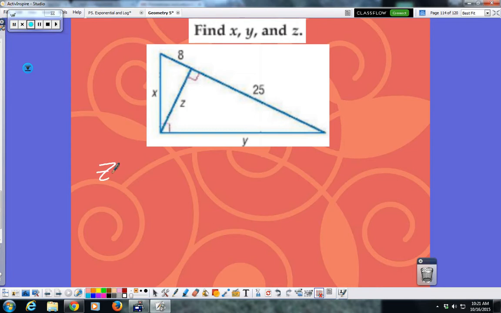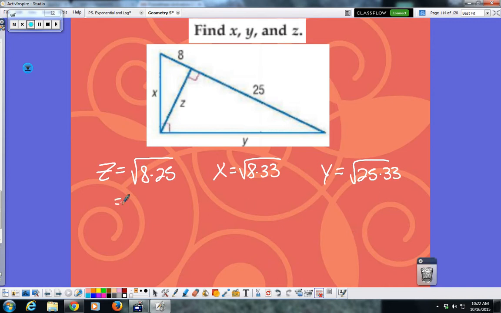So to find Z, Z is the geometric mean between 8 and 25. X is the geometric mean between this and the whole, so 8 and 33. Y is the geometric mean between 25 and 33. You can go ahead and multiply them together if you'd like. I like to split them before I multiply them just because they're easier to see now that they've already been split once.